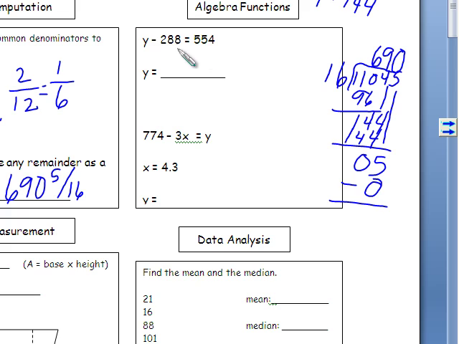Algebra functions, we've got y minus 288 equals 554. When you subtract and your first number is a variable, you must add the 2 remaining numbers. So we've got 554 plus 288. 4 plus 8 is 12. Carry my 1. 8 and 1 is 9, plus 5 is 14. Carry, and that's 8. 842.